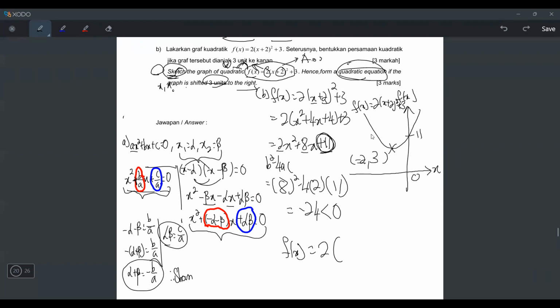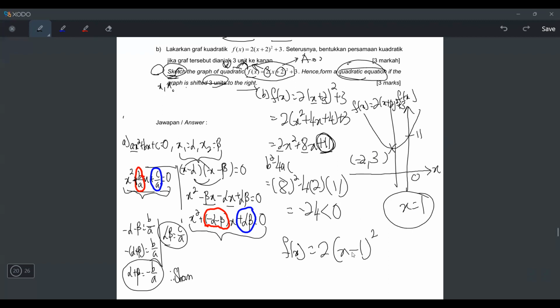It's not x equals negative 2 anymore. It's not this line anymore. It will be x equals 1. So you have to write x minus 1. Let me explain. Because negative 2, I have to plus 3, and negative 2 plus 3 is positive 1. Okay, but why do I write minus 1?